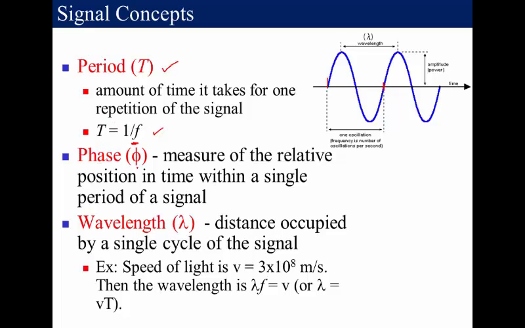Phase. Phase is a measure of the relative positions in time. So some signal starts from here, but another signal starts from, let's say, here. Exact same signal, but there is some shift. So this is a phase.